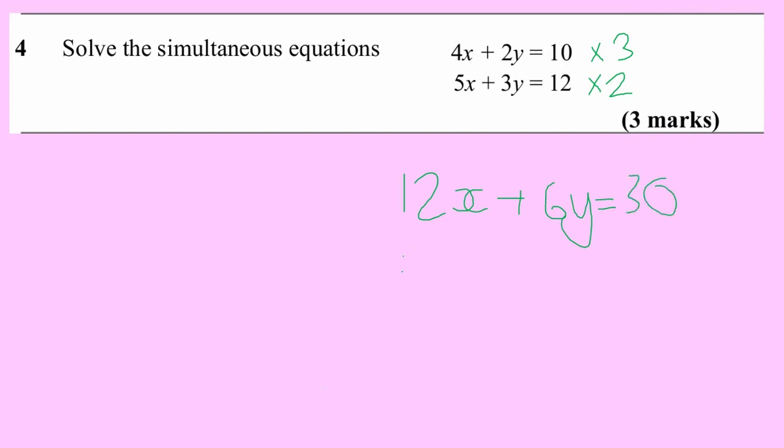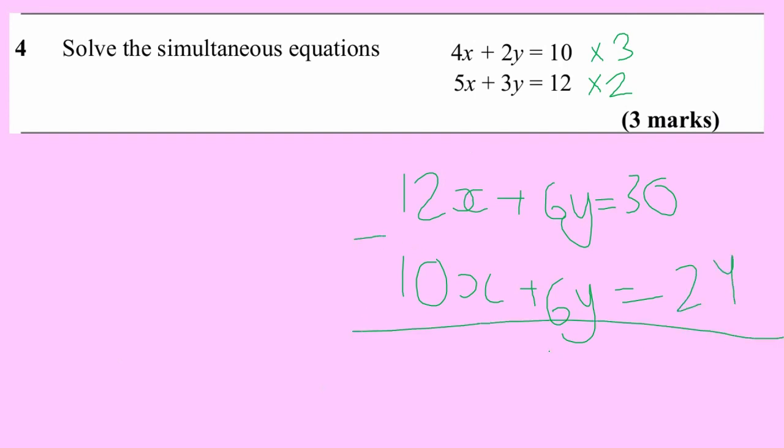5x times by 2 is 10x, plus 6y is 24. And now you can see we can easily cancel out our y's by just subtracting the two equations. 12 minus 10 is 2x. And obviously the y's have cancelled out. 30 minus 24 is 6. So x is simply going to be 3.